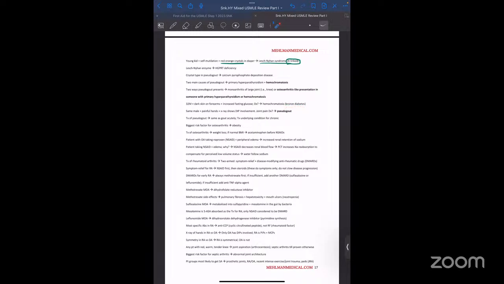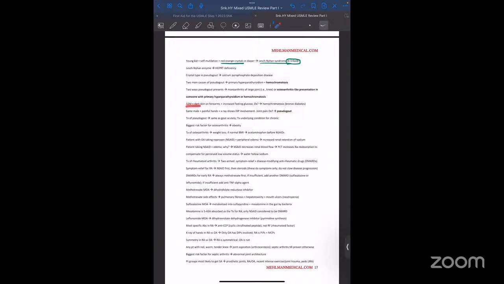Bronze diabetes. Same male with painful hands plus X-ray shows DIP involvement. Joint pain, what's the diagnosis? Pseudogout. Okay, yeah. So hemochromatosis presenting with the DIP involvement, it's because of pseudogout.